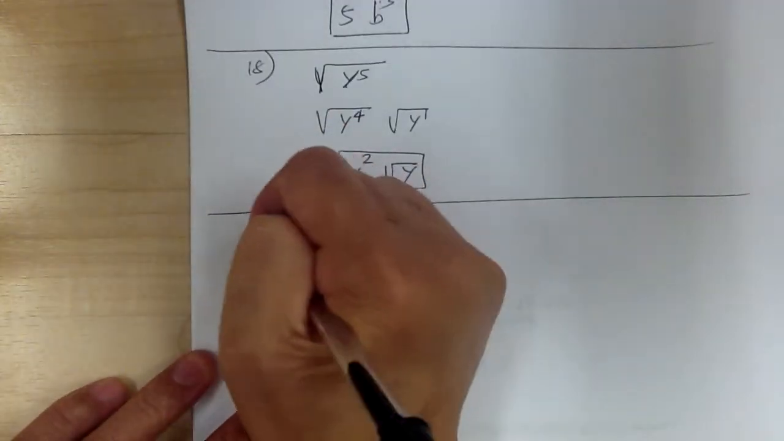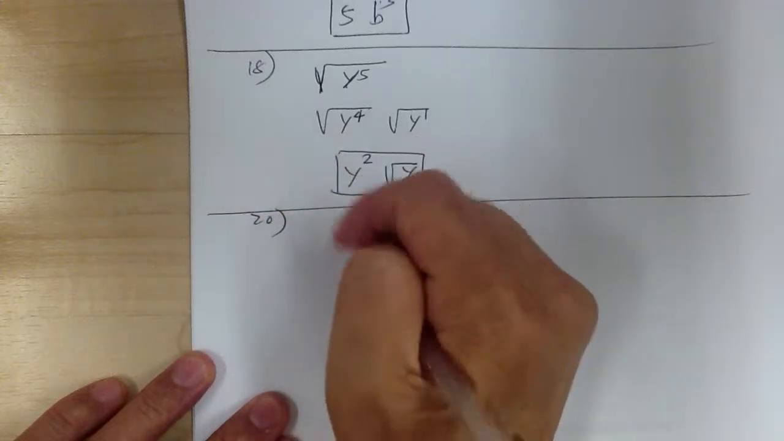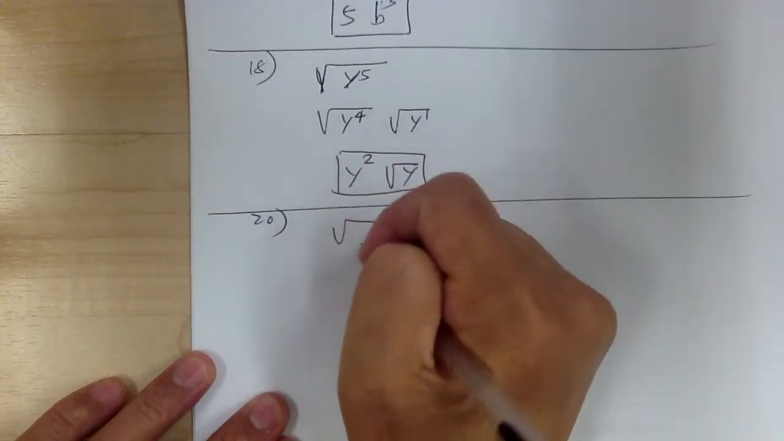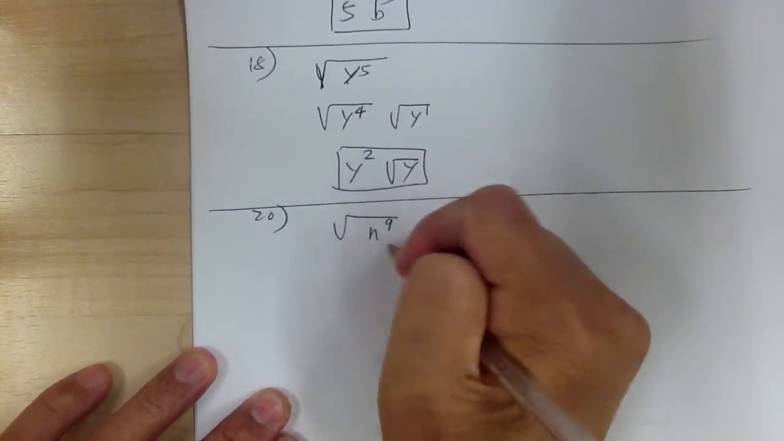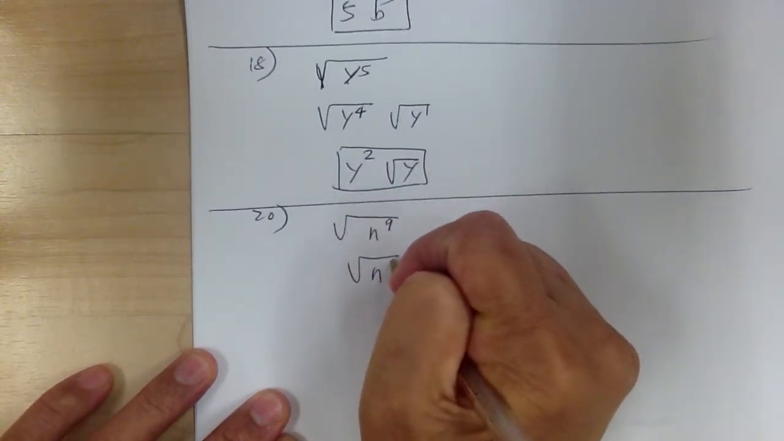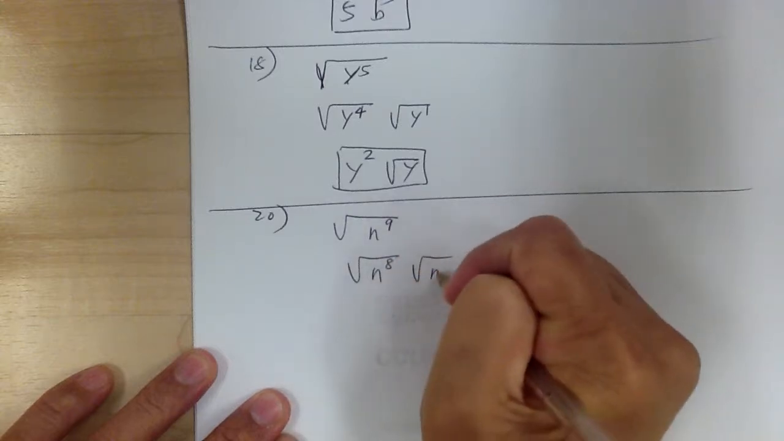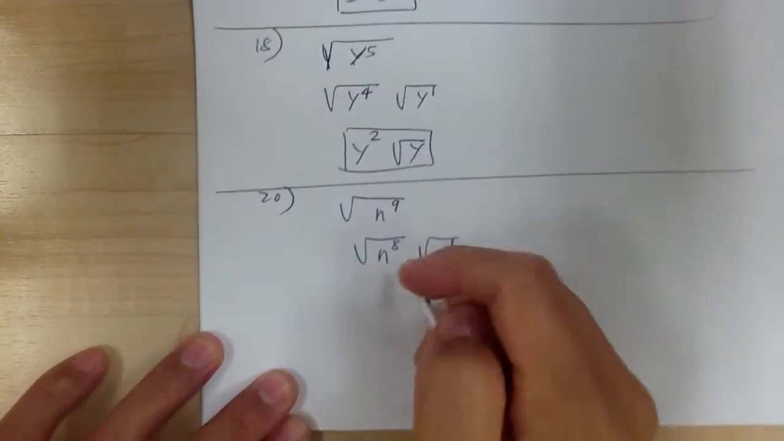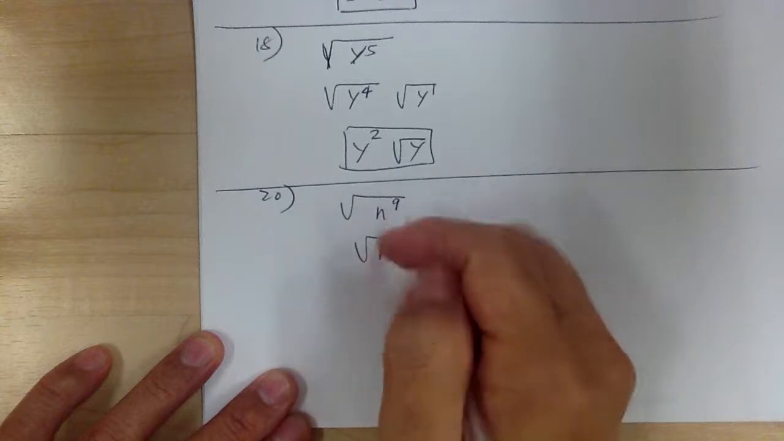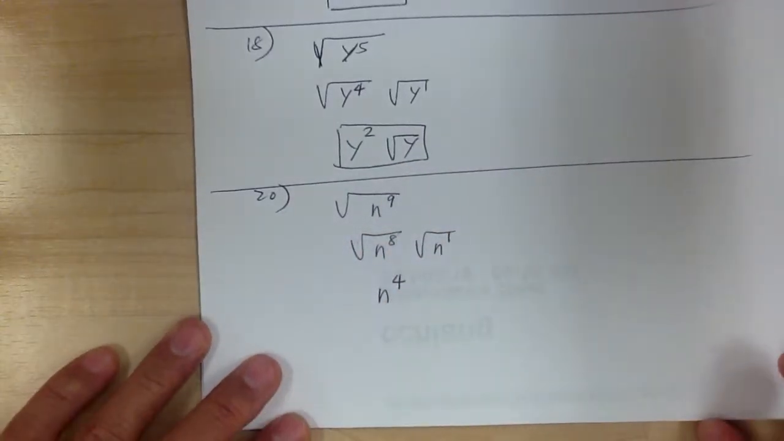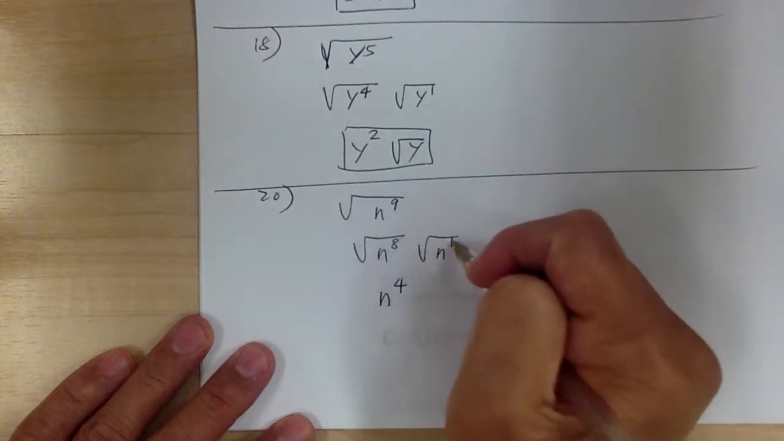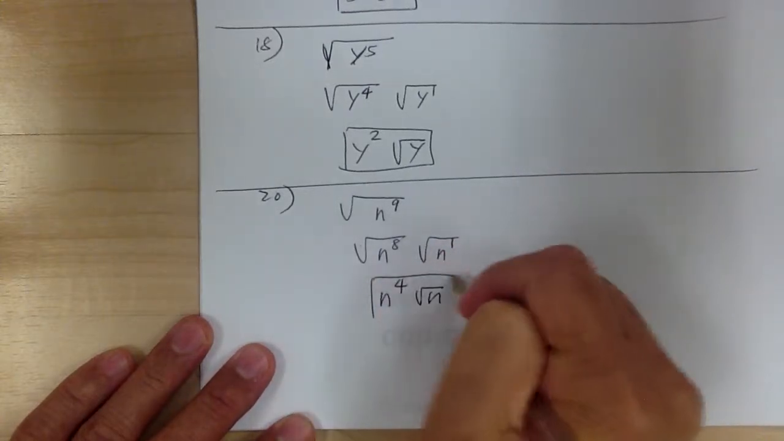Okay, let's go to number 20. You have square root of n to the 9th power. Break this into 2 parts, the good part and the leftover part. So n to the 8th power, square root of that will give you n to the 4. Again, square root means you halve the exponent. And then this one is leftover, so it would be just square root of n.